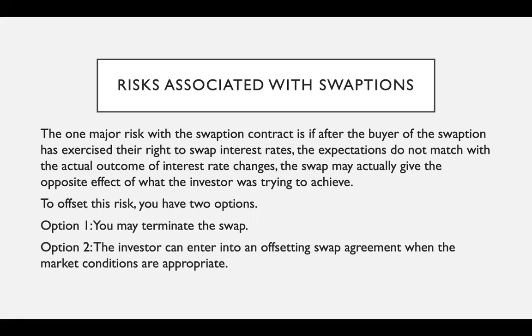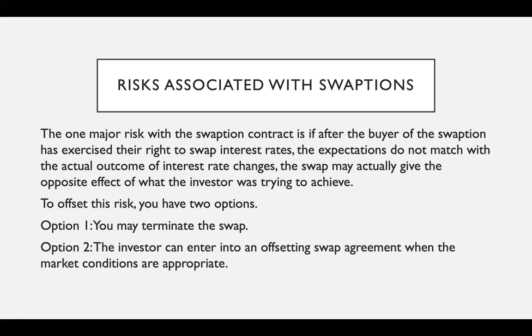Option one, you may terminate the swap. In this case, the bank will calculate the remaining value and pay you the residual value, or vice versa. This residual value would be based on the difference between the swap rate and the current interest rate at the time of termination. Or option two, the investor can enter into an offsetting swap agreement when the market conditions are appropriate.